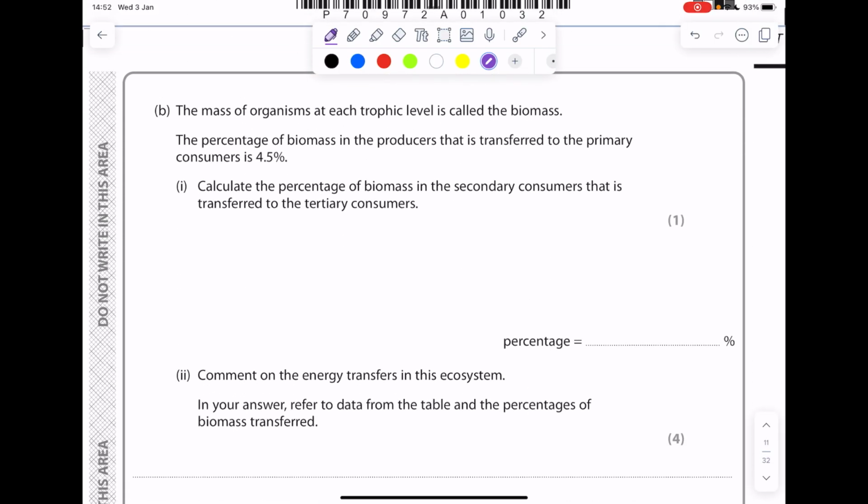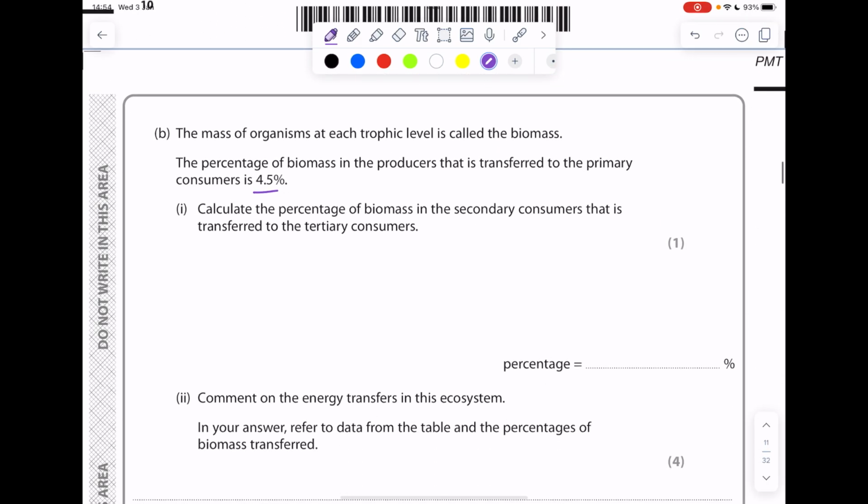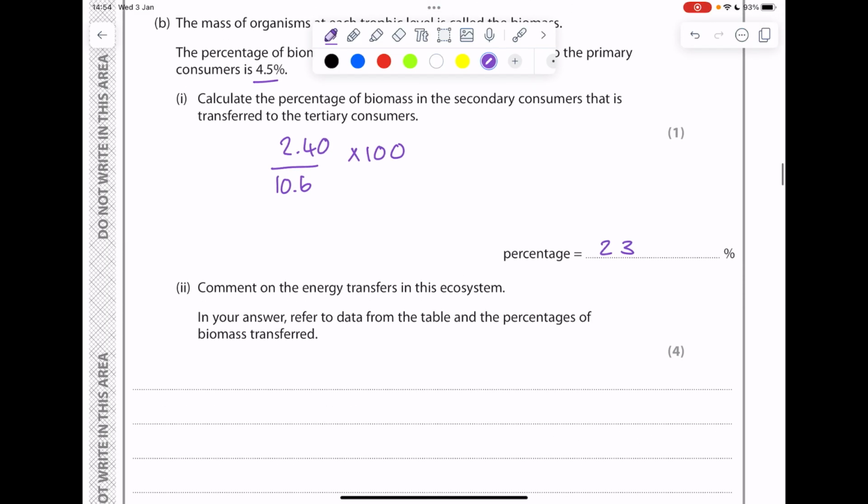The mass of organisms at each trophic level is called biomass. The percentage of biomass in the producers that is transferred to the primary consumers is 4.5%. Calculate the percentage of biomass in the secondary consumers that's transferred to the tertiary consumers. Looking at these two numbers really, we just need to take our tertiary consumer dry mass and put it over the secondary consumer to give us 23 to 2 significant figures.